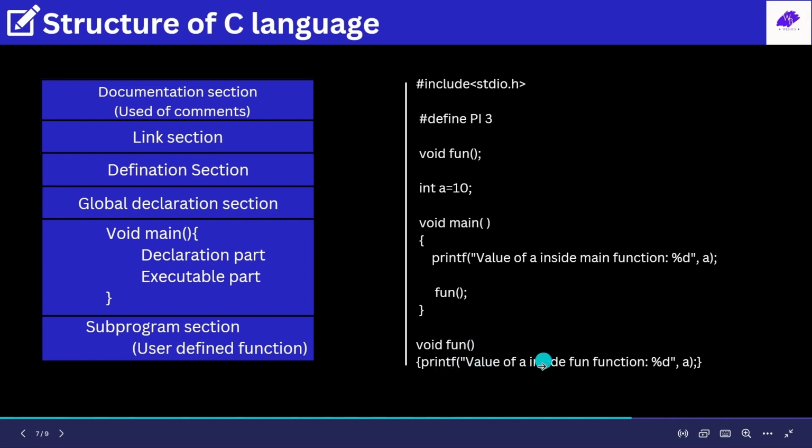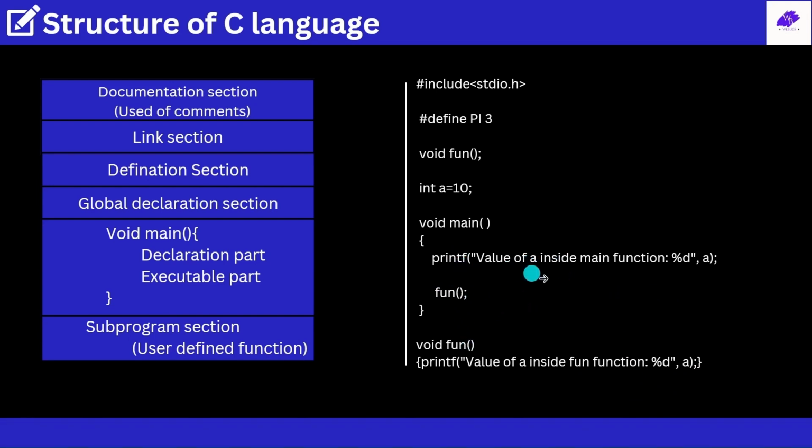So here the value of a inside the function fun is a, so it will also be 10. So here 2 times the value of a, inside this, blah blah blah, will be printed. So here the void main function contains a declaration part and an executable part.